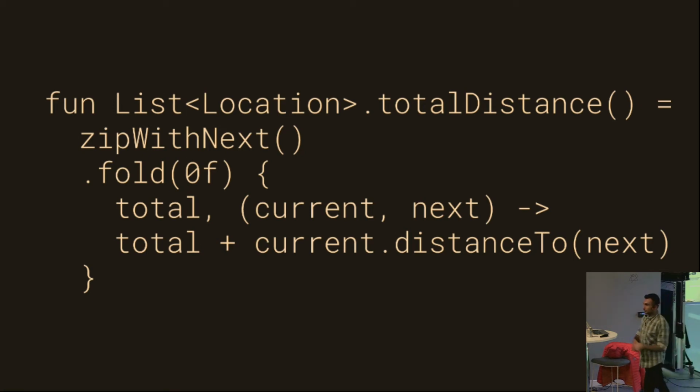Fold is kind of the more functional name for a reduce, if you haven't seen that before. With our initial value of 0, we'll just keep adding to this total. So initially the total is 0. The total plus current dot distance to next. So we just take each pair of locations and then we just add the distance on.